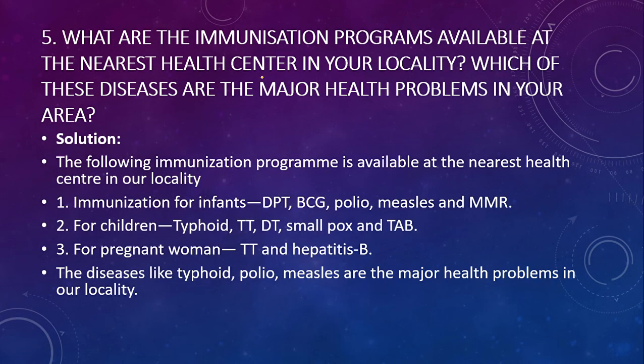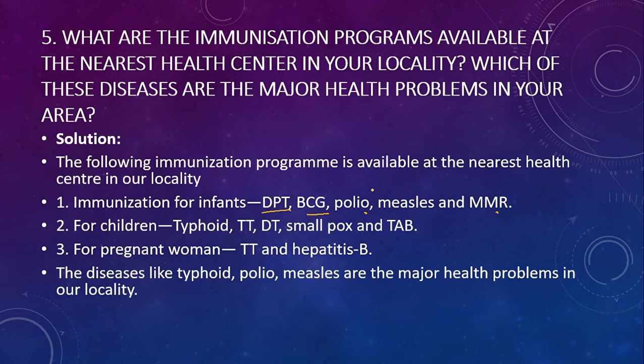Now you see in the next one, what are the immunization program available at the nearest health center in your locality? Which of these diseases are the major health problem in your area? So the following immunization program is available at the nearest health center in your locality. That is immunization for infant, that is DPT, BCG, polio, measles and MMR. These are the some of the program that is available nearby you.